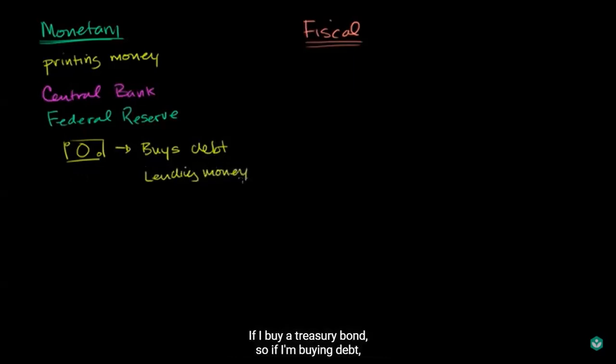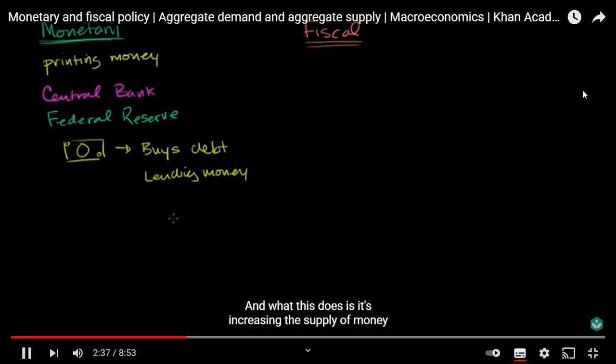If I buy a treasury bond, so if I'm buying debt, I'm implicitly lending that money. If I buy the bond directly from the government, that means I'm lending that money to the US government. If I directly buy a bond from a US corporation, I'm essentially lending that money to the corporation. They're going to give me interest payments in the form of coupons, and then they're going to pay back that money at some future date. So this is essentially lending money. And what this does is it's increasing the supply of money that's out there to be lent.